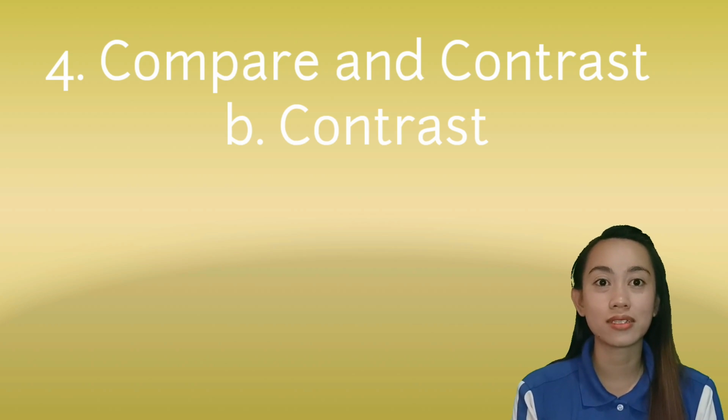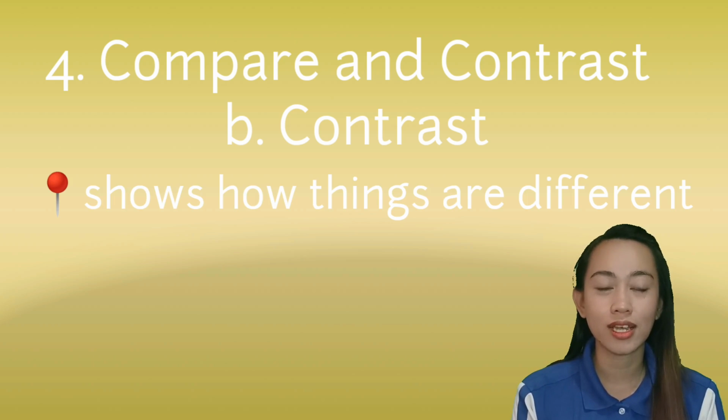Next is contrast. To contrast persons, things, places, events, situations, or ideas is to show how they are different. To do so, you need to make a list of the characteristics or qualities of the subjects and then identify the differences between them.